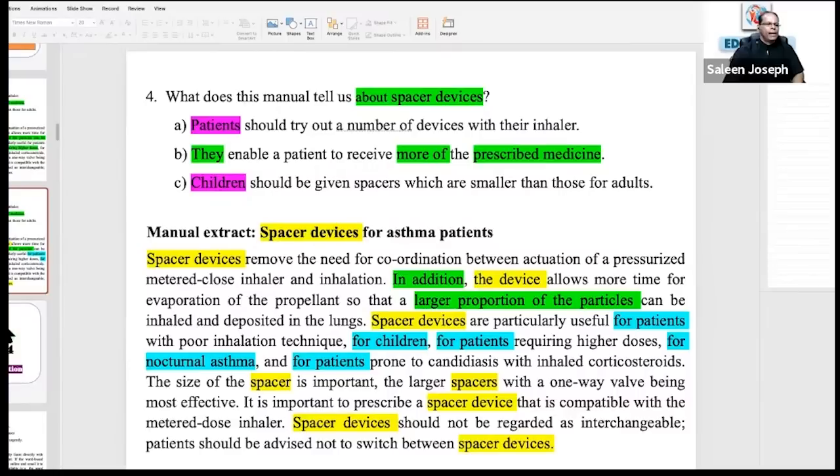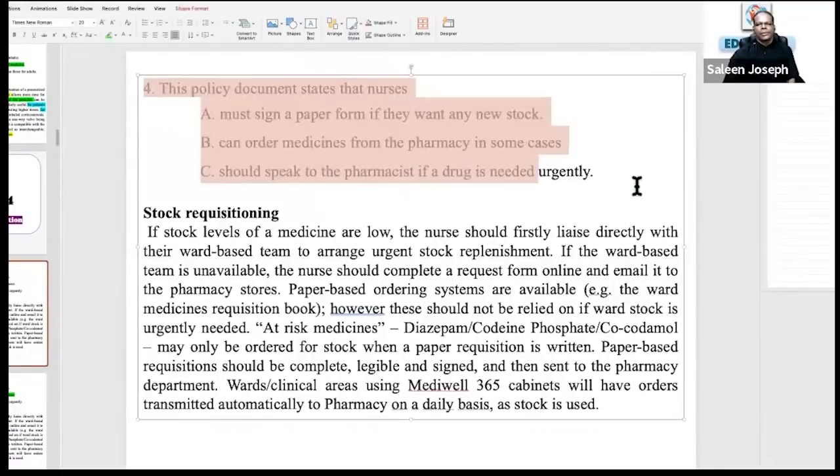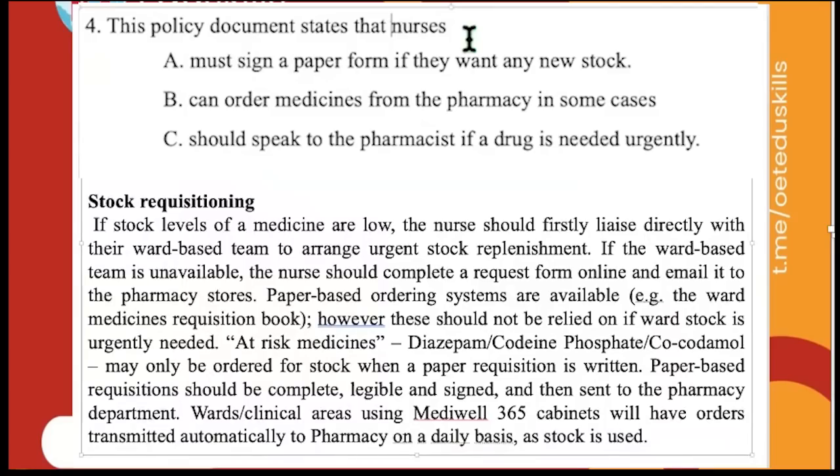Yeah, somebody asked me in the YouTube, what is exception-based question, right? Let's listen to this question. 4. This policy document states that nurses A must sign a paper form if they want any new stock. B can order medicines from the pharmacy in some cases. C should speak to the pharmacist if a drug is needed urgently.